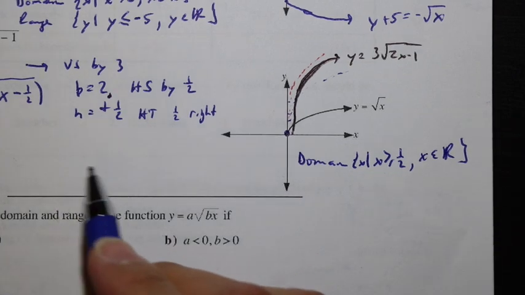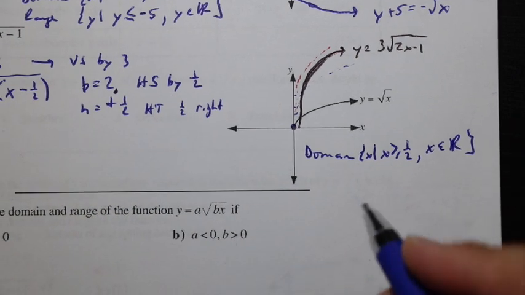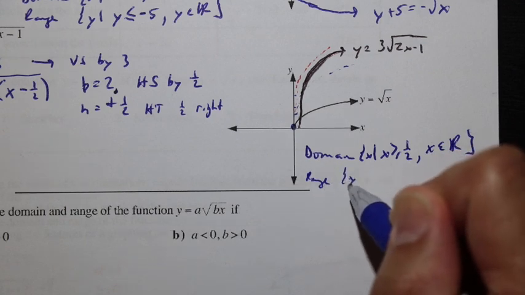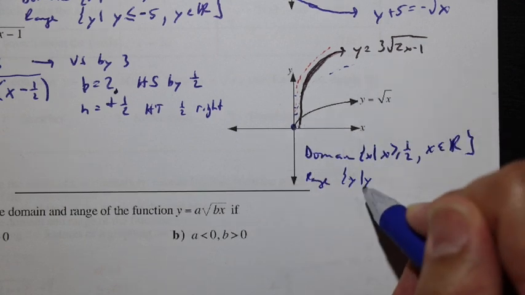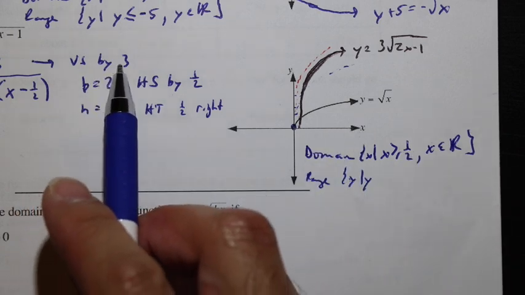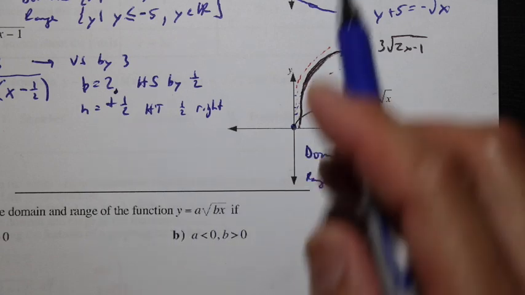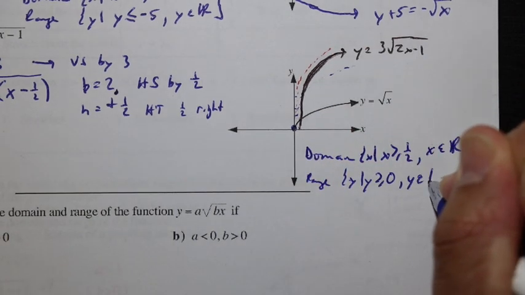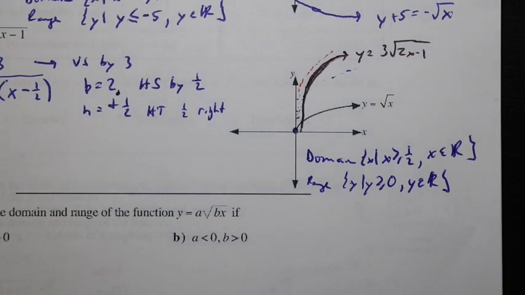Okay, what about the range? The range is y such that y is greater than or equal to 0 is the original. A vertical stretch by 3 still remains from 0 and up, so this is still remaining the same at y is greater than or equal to 0.